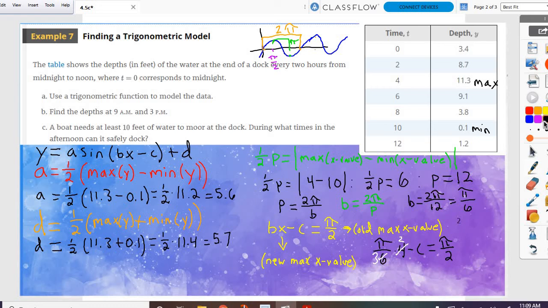And then we would need to add c to both sides and subtract pi over 2. So we end up with 2 pi over 3 minus pi over 2, which equals c. We would need to find a common denominator, which is going to be 6.